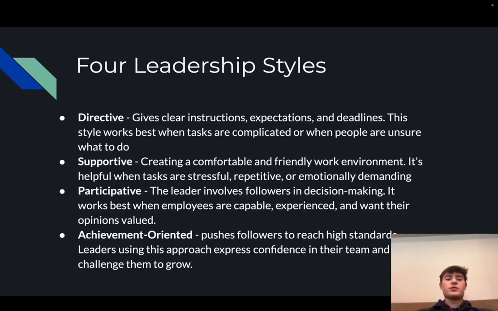The four leadership styles. So we have directive, supportive, participative, and achievement oriented. Directive gives a clear instruction and expectation of deadlines. They make it very clear when you should be done, when you should start, where you should be, kind of the timeline. And it works best when the tasks are complicated or when people are unsure what to do. So it's kind of for tasks that are going to take more time. Directive works better with that.